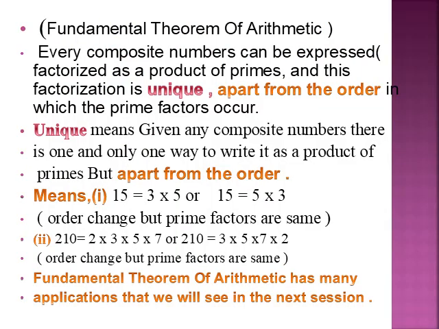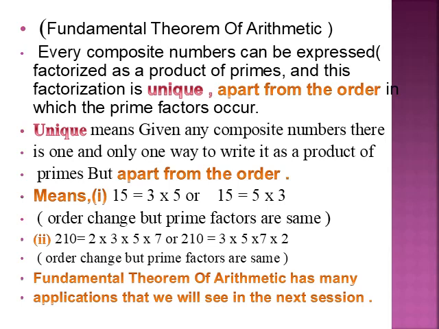So the fundamental theorem of arithmetic says every composite number can be expressed as a product of primes, and this factorization is unique apart from the order in which the prime factors occur. Unique means given any composite number, there is one and only one way to write it as a product of primes, apart from the order. Means 15: the factors of 15 are 3 and 5 only, but either you write 3 into 5 or 5 into 3. Order changes, but the factors remain the same. So the factorization is unique, but the order can change.